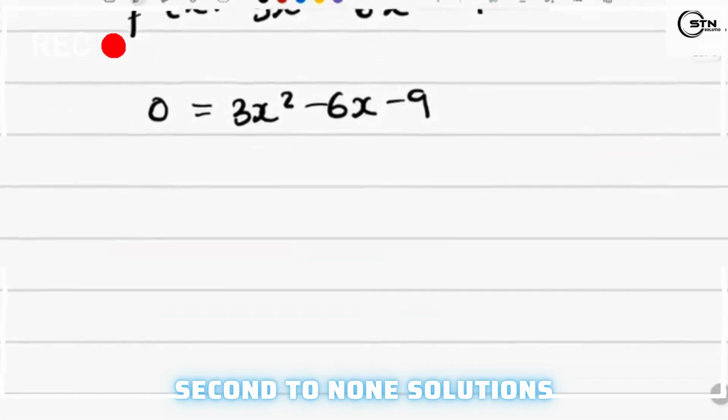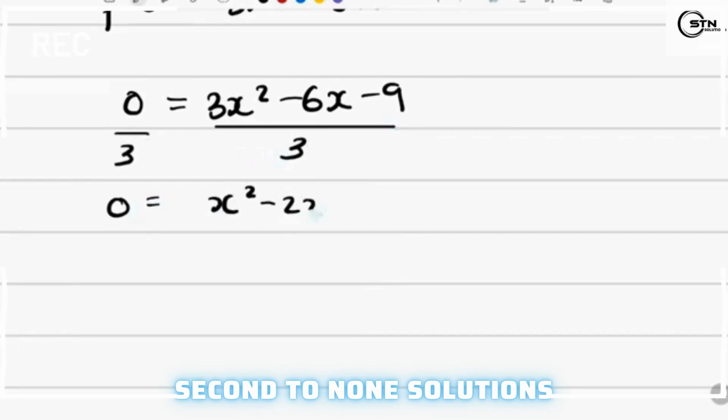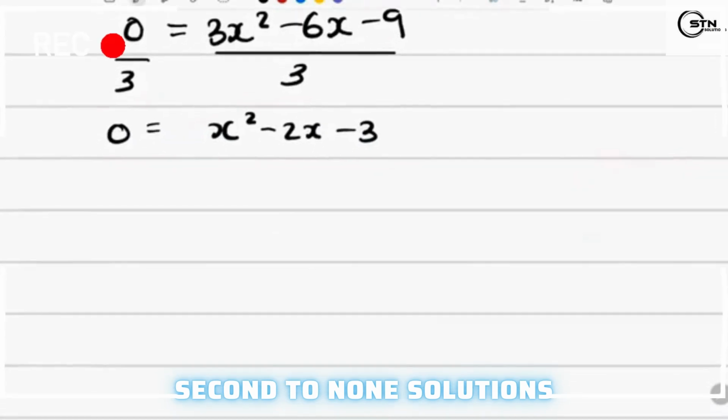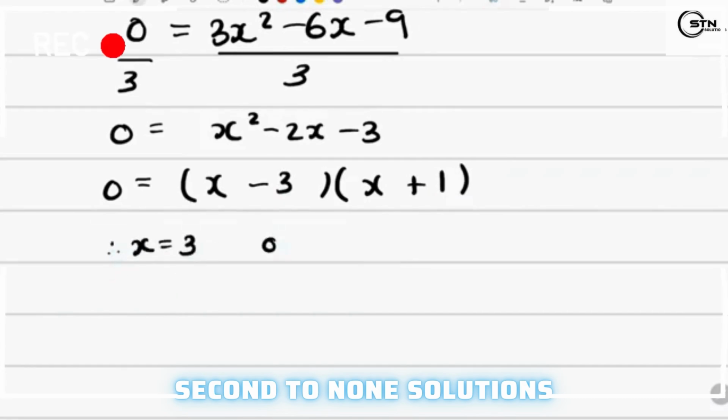Okay, so just a bit of algebra here. Just going to go ahead and divide both sides by 3 since it's common all through. So we have 0 is equal to x squared minus 2x minus 3. Okay, so let's go ahead and factorize that. 0 is equal to, open up two brackets, we have x times x. And then factors of negative 3, why don't you just try negative 3 plus 1? That gives you negative 2, and if you multiply, it gives you negative 3. So x is therefore equal to 3, or x is equal to negative 1.